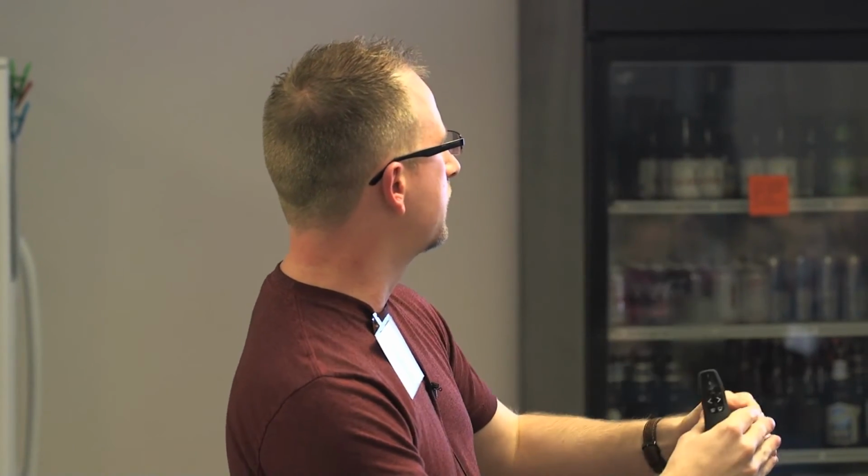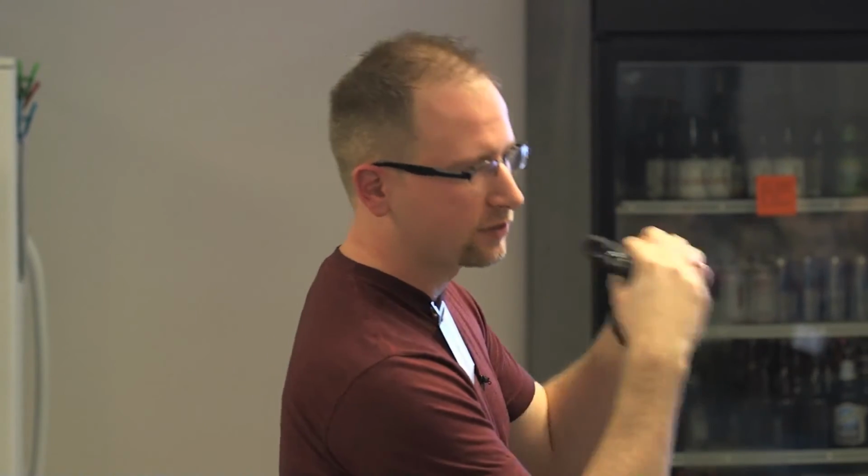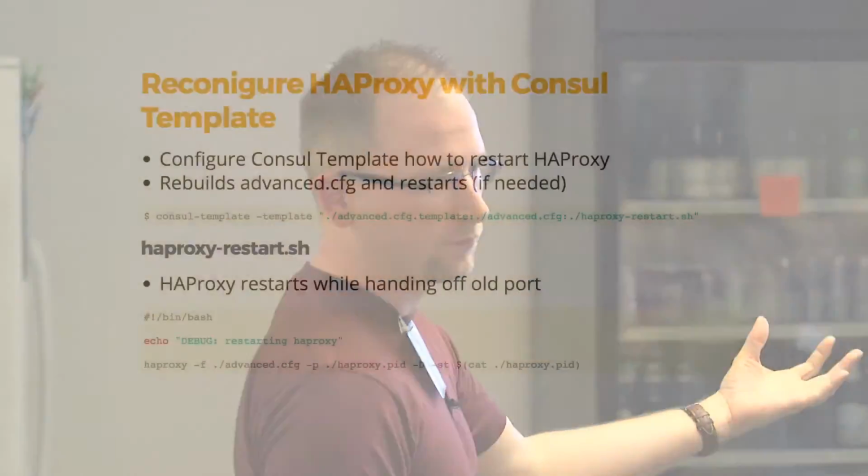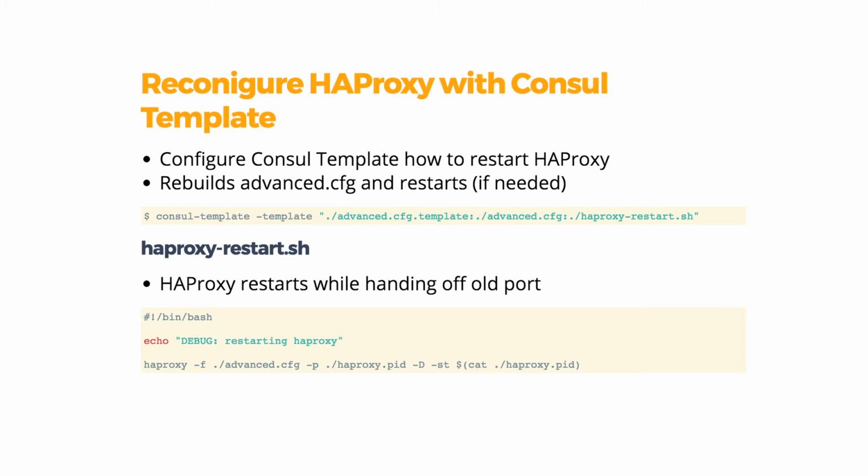So you can imagine Consul template restarting HAProxy over and over again as services are coming and going. When that happens, it's writing the PID to disk, and then when it restarts, it'll communicate with the previously running HAProxy, and it will ask it to essentially relinquish the port from the old process to the new process.